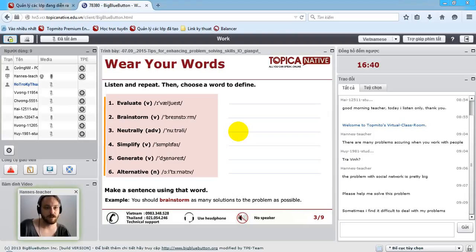Excellent, thank you. And Hein? Evaluate, brainstorm, neutrally, simplify, generate, alternative. Excellent. And Huong? Evaluate, brainstorm, neutrally, simplify, generate, alternative. Excellent. And Hui? Evaluate, brainstorm, neutrally, simplify, generate, alternative. Excellent. Very good, everyone. So now we define them.